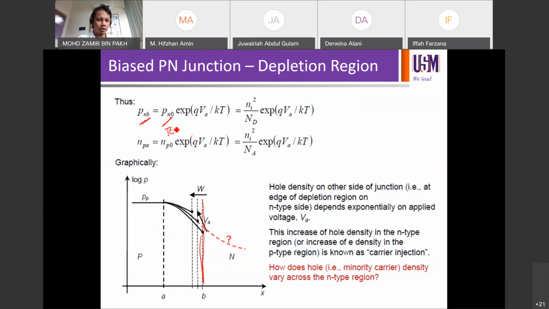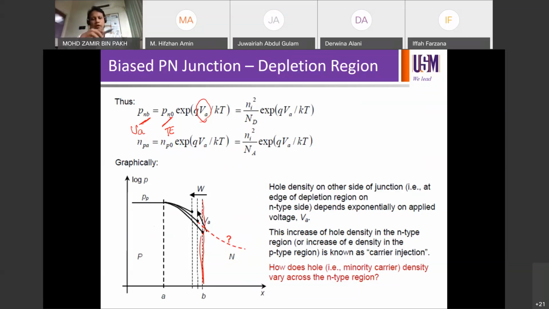So this naught means the value when it was in thermal equilibrium. PNB is the value when the VA is applied, right? So we're going to see what the new carrier concentration is at the very same point when the bias is applied, in contrast to the previous condition at thermal equilibrium. And that is given by PNB equals Pn naught times exponential of QVA over KT.